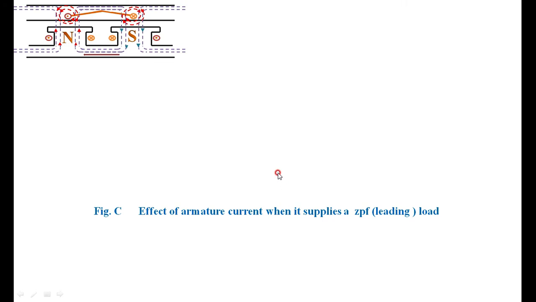Then you look into the effect of leading power factor. Leading means the current leads the voltage by an angle of 90 degree. In that case, from the original position of the coil, you have to shift your coil to your left side with 90 degree, because you are connecting here pure capacitive load. Pure capacitive load. Therefore, the current I leads the voltage by an angle of 90 degree.